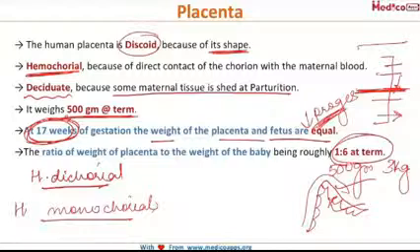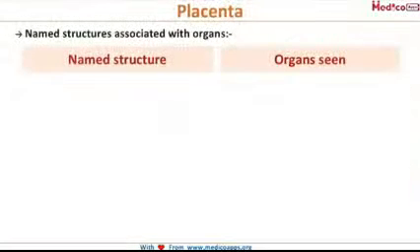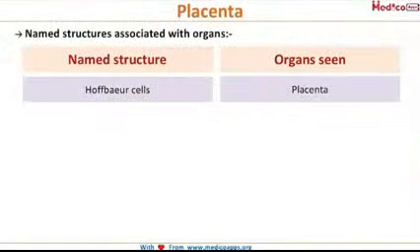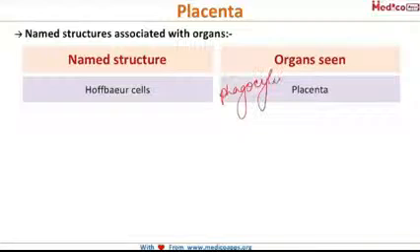Now let us discuss a few named structures associated with the placenta. Number one is the Hofbauer cells. Now what are these Hofbauer cells? They are phagocytic cells which trap the maternal antibodies crossing the placenta, and thus they act as immunosuppressive. In early pregnancy, they are derived from the villous mesenchymal cells, whereas towards late pregnancy, they originate from the fetal hematopoietic stem cells.